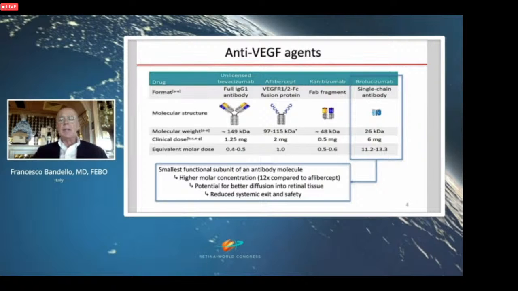So, you know that we have today these different anti-VEGF drugs. We start from bevacizumab, aflibercept, ranibizumab. I do not want to spend time explaining what they are doing, but looking at the new drug brolucizumab, you see that the molecular weight of this drug is much lower compared with the others, and this is the reason why we have a higher molar concentration, a potential for better diffusion into retinal tissue, and a significantly reduced systemic exit and safety.